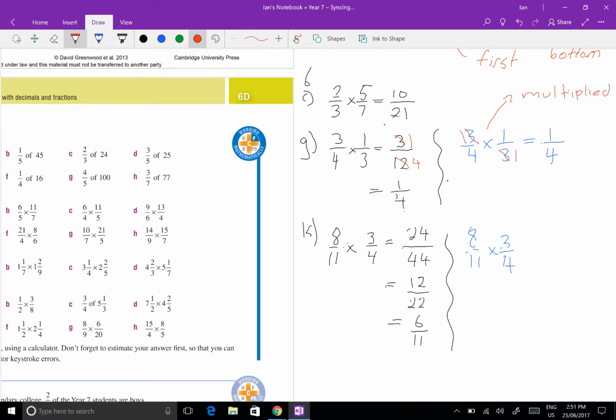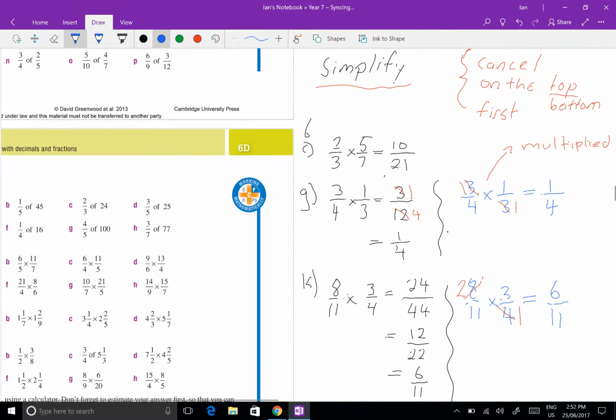Now, it's all multiplied, so I can cancel. Nothing goes into 11 and 3, but I know that 4 goes into 8 twice and 4 goes into itself once. Now that I've cancelled and I've got everything simplified, let's multiply the top. 2 times 3 is 6. 11 times 1 is 11. And look, I get the same answer. I've just cancelled or simplified first.